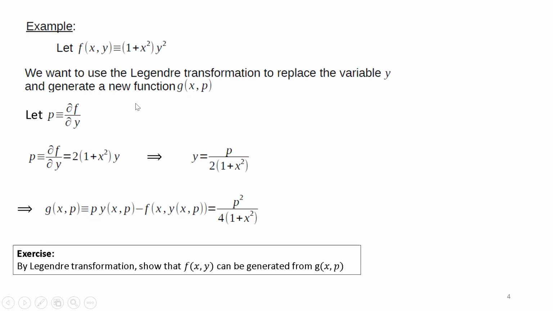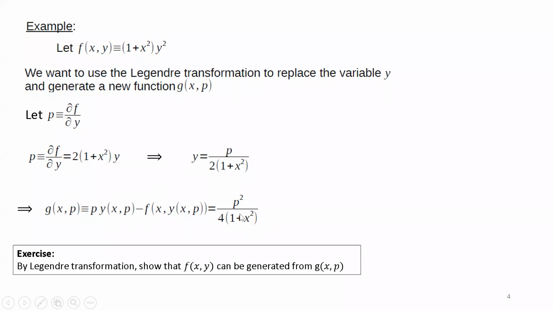Following the same recipe, this p has to be equal to partial f partial y. You actually do the derivatives, and then this is what you have. So now that means y is equal to p divided by this thing. And g, again by definition, is given by p y minus f. At the end, I just express everything in terms of x and p, so eliminate y, and then this is what we have.